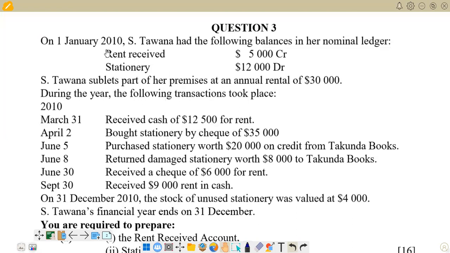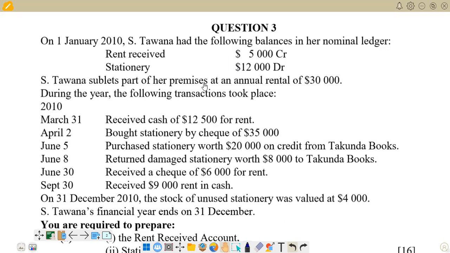The question reads: on 1 January 2012, Estawana had the following balances in a nominal ledger. Rent received $5,000, a credit balance. So we are going to the credit side of the rent received and start with the balance b/d of 5,000. Then we go to stationery. We are going to start with a debit balance of 12,000. Remember, DR stands for debit, CR credit. So we have got 12,000 on the debit side of stationery.